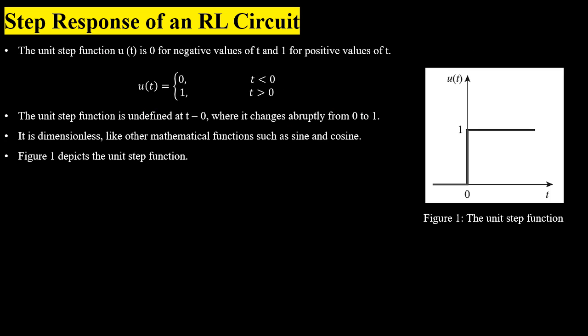Now we will revise the step input. Step input is shown in the figure 1, which shows a certain change in the value of a function when time t equals to 0. The value of function is 0 for time t less than 0 and is equal to 1 when time is greater than 0. And the step function is undefined at time t equals to 0 because the transition from 0 to 1 occurs at this instant of time.